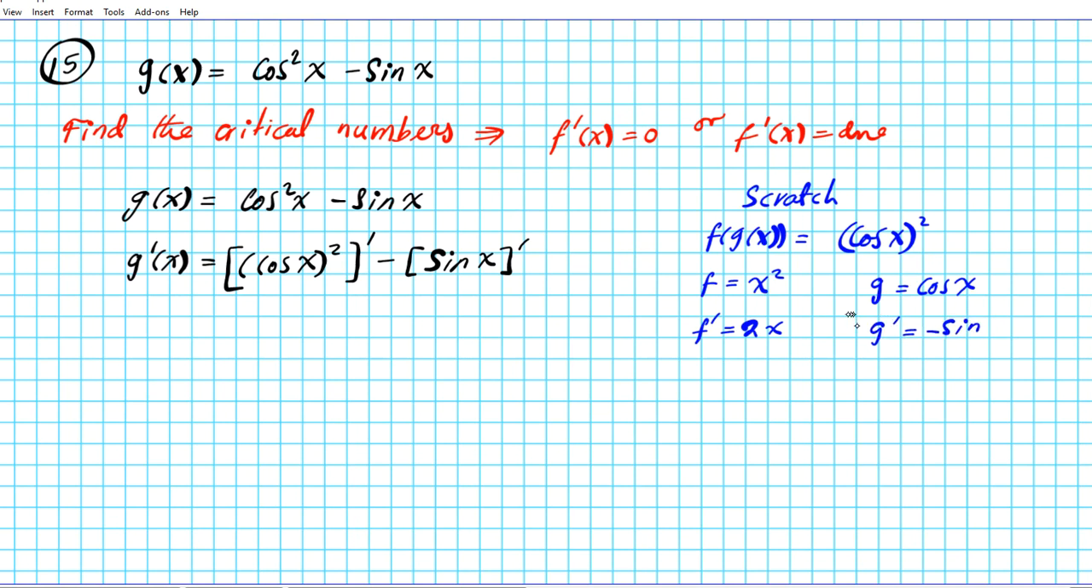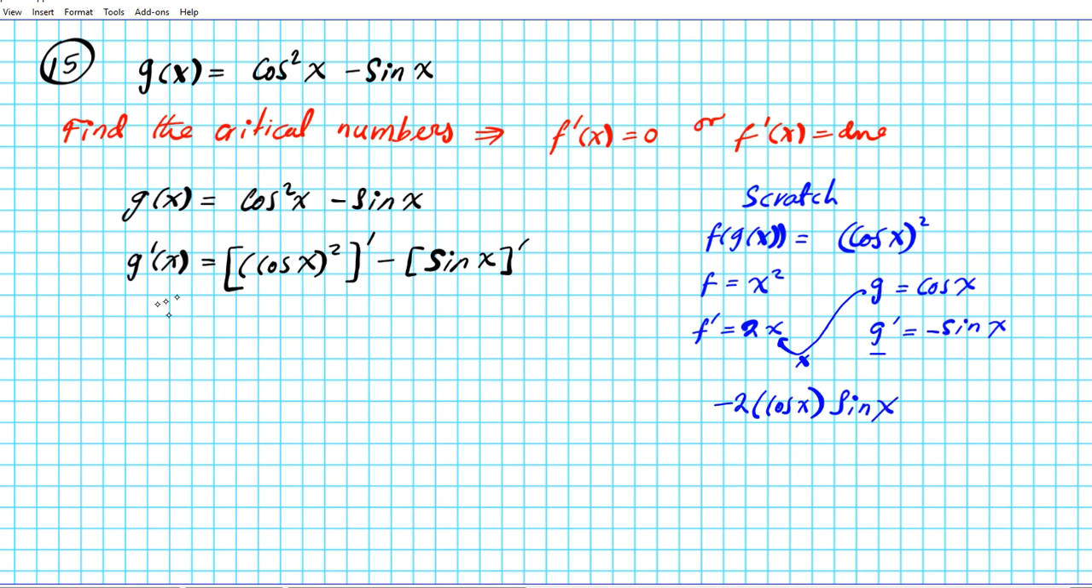If we apply the chain rule, the derivative of the outer evaluated at the inner, times the derivative of the inner, the derivative of f of g of x is going to be 2 cosine x times negative sine x. You can put a minus here and just put a sine x here. So that's what the derivative is.